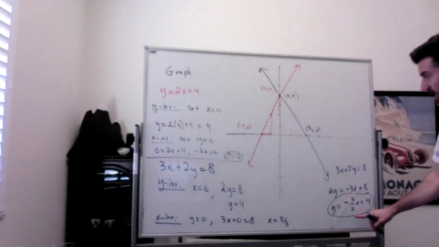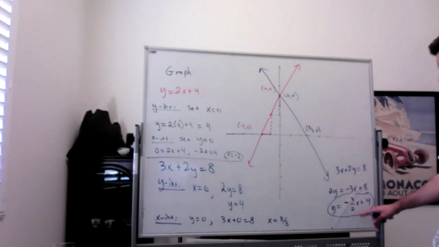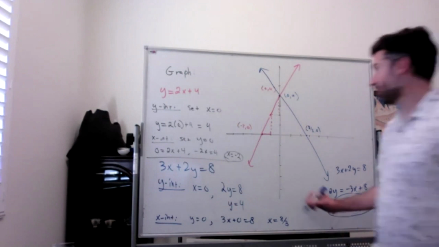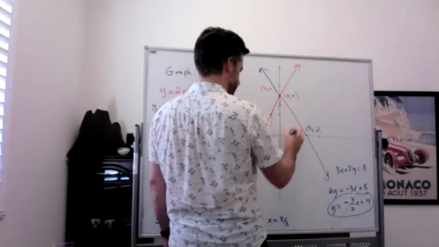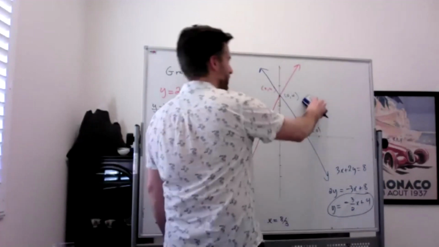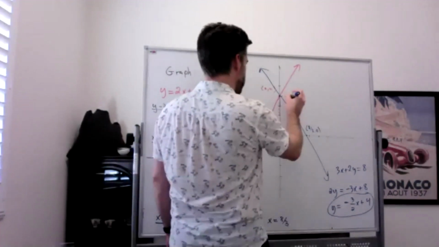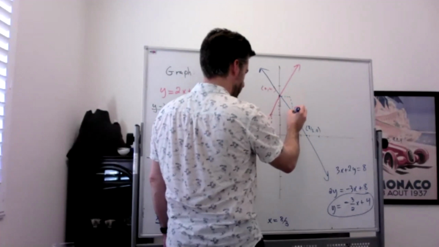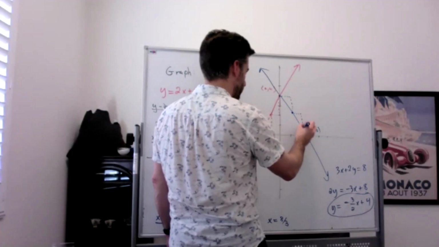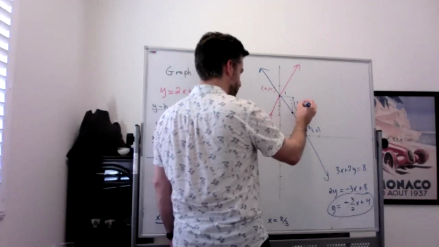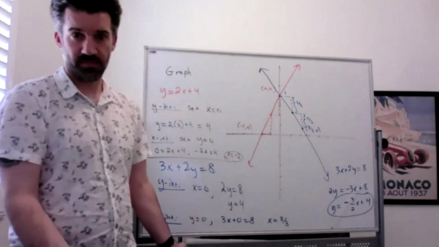And the slope is negative 3 halves, meaning for every 1 I go over in the x direction, the y value is going to go down by 3 halves. So like if I start here, if I go over 1, I've drawn this point in the wrong spot here. If I go over 1, I'm going to go down 3 halves. So that's one way you can think of the slope here.